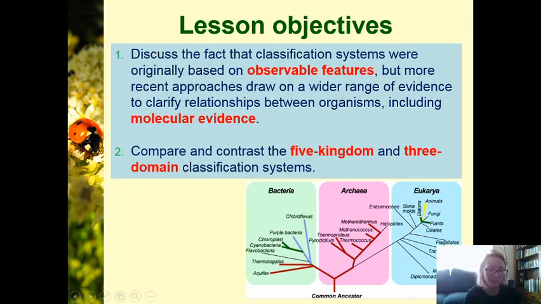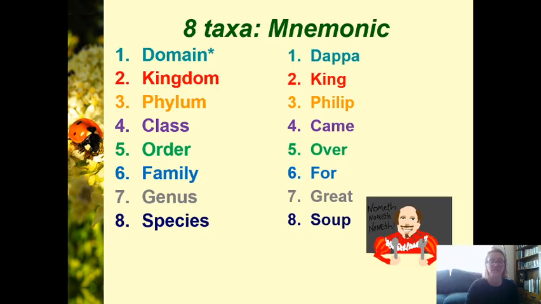Hello, so lesson objectives for today then. Discuss the fact that classification systems were originally based on observable features, but we're going to be looking at the more recent approaches which tend to be based on molecular evidence. And then we're going to be looking at the 5-kingdom versus the 3-domain classification system.